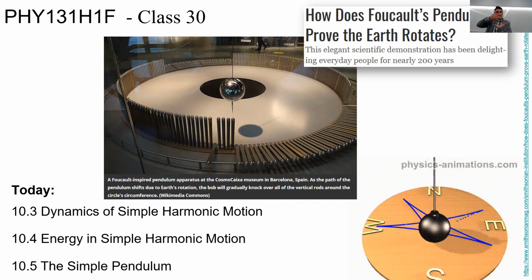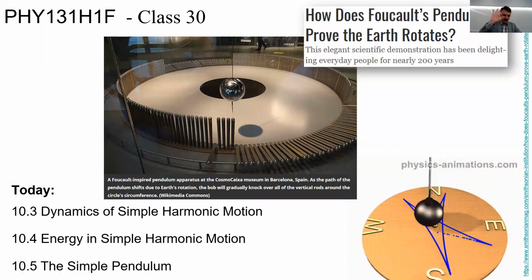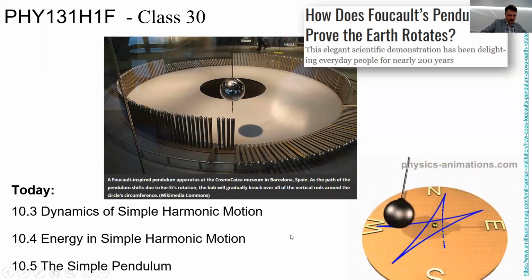And so what actually happens is as the Earth rotates underneath the Foucault pendulum, if you're standing there on the Earth, you'll see what appears to be the Foucault pendulum plane rotating around once every 24 hours in the opposite direction, from west to east. So it's a kind of a cool thing. It takes 24 hours for it to knock over all these little pegs. So we're continuing along to chapter 10.